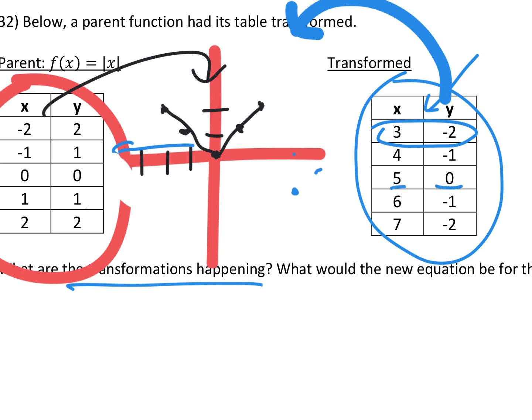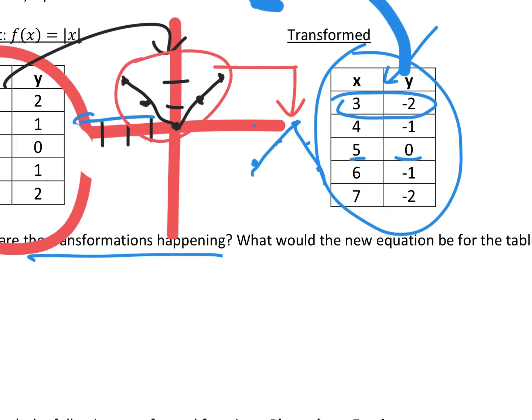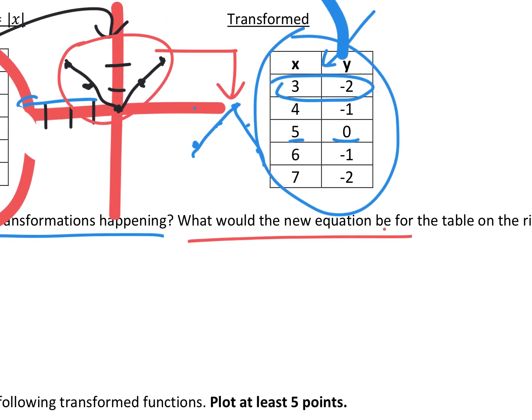5 to the right and 0. Okay, sorry about that. It moves this way. So it goes from here, moves over there, and then flips over. So what would a new equation be for this? Well, I know it was a V-shape still.